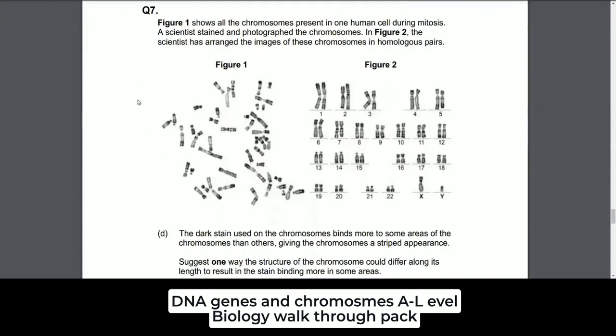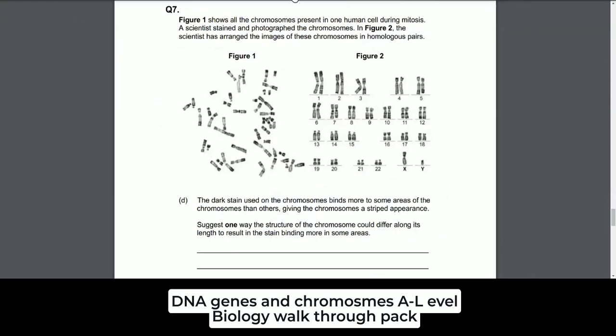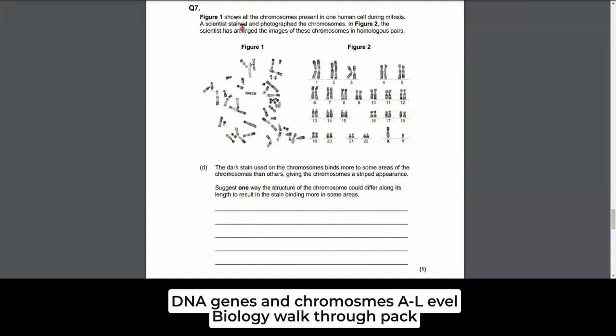We're nearly there. This is the last question. So question 7, let's fit it on the page. Figure 1 shows chromosomes present in one human cell during mitosis. So we've got figure 1 and then figure 2. In figure 2, the scientists arranged the images of these chromosomes into homologous pairs. The dark stain used on the chromosomes binds to some areas more than others. That's why we get this striped appearance, with dark black, light, dark black, light.